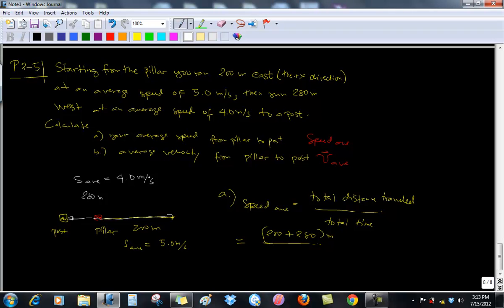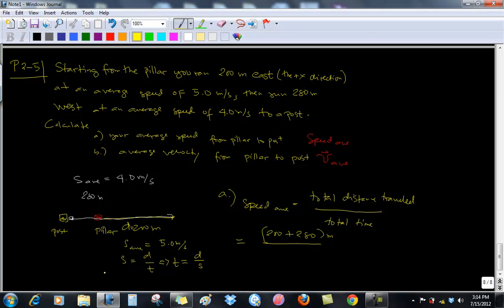Now, the question is, if this is distance, we call this D, and this is speed, S. What's the formula for speed? Speed is just distance over time. Therefore, if you want to find time, you can use this formula: the time needed from the pillar to the end is equal to distance traveled divided by speed.